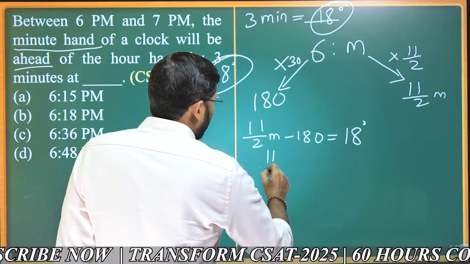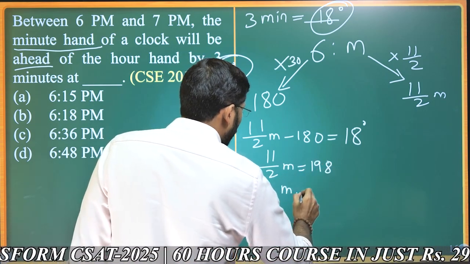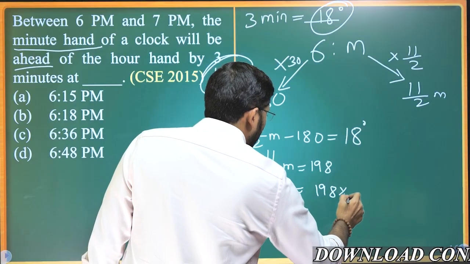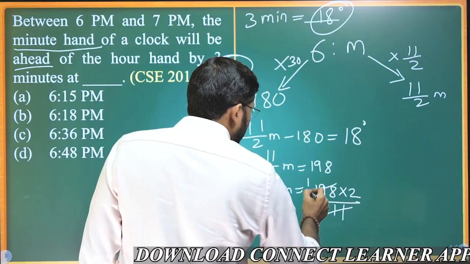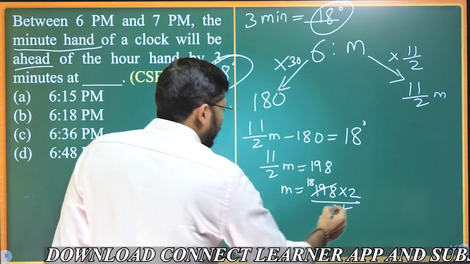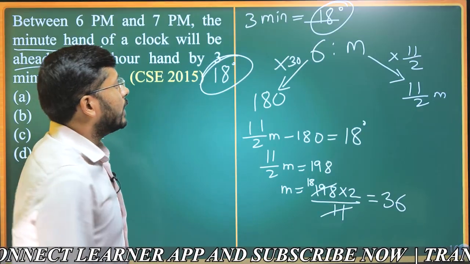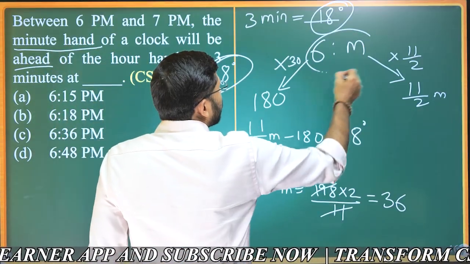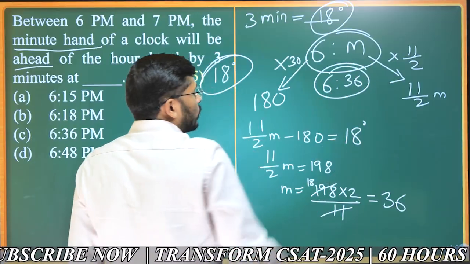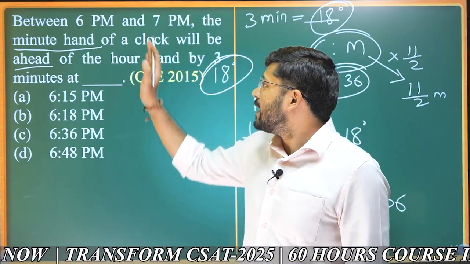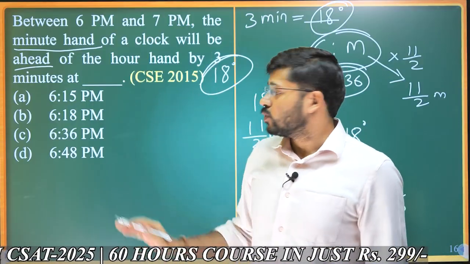Now we will solve for m. 11 by 2 m is equal to 198. m is equal to 198 into 2 divided by 11. 11 ones are 11 and 11 eights are 88. So 18 by 2 into 2, it is 36. So m is equal to 36. It means that the time that we assumed, 6 hours m minutes, is nothing but 6:36. So at 6:36, the minute hand will be ahead of the hour hand by 18 degree or 3 minutes. So what is the answer?